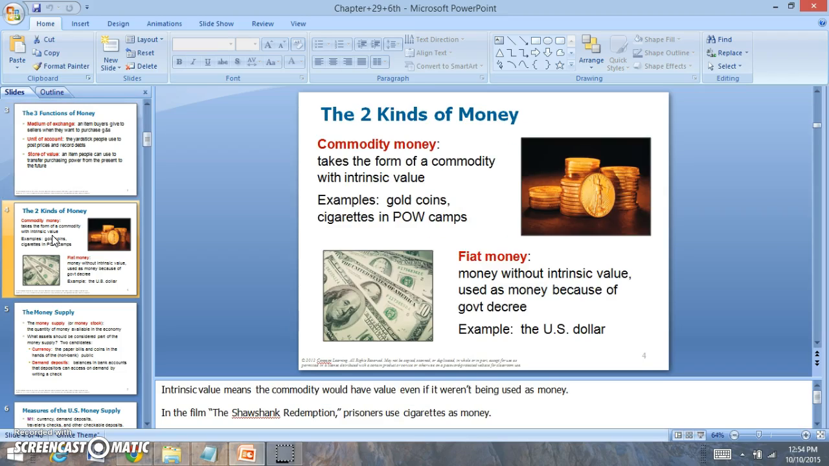When we look at the two kinds of money, we have commodity money and we have fiat money. Commodity money is money that takes a form of value. Examples of commodities are things that hold market value like gold, silver, platinum, pork bellies. And then fiat money is the money we have in our pockets. Think of it like this: the money we have in our pockets really has no value. The only reason it has a value is because the government states that's the money we use for the value of our economy.